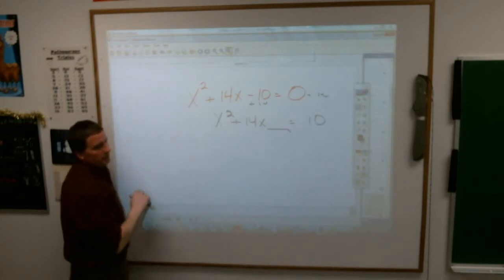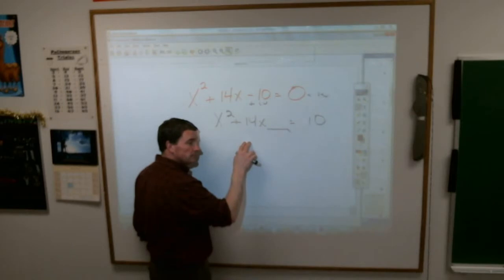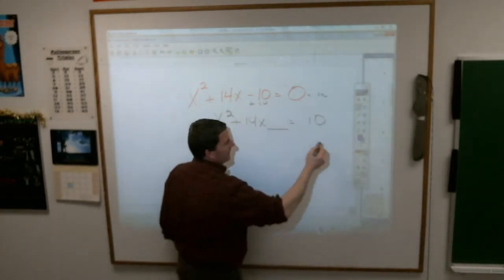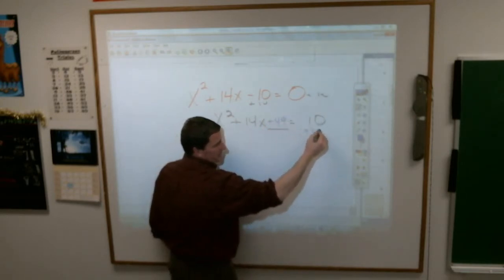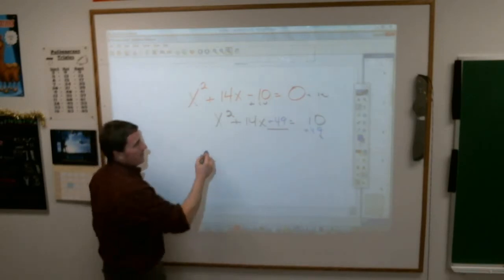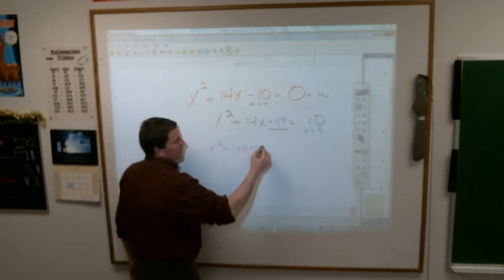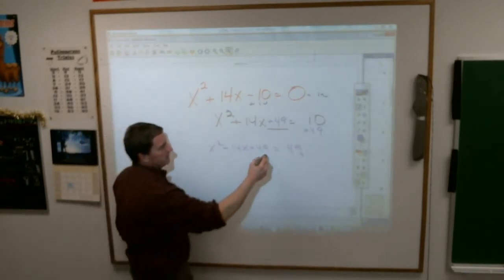How do I know what that number is? I take half of the x term, which is 7, and square it, which is 49. So now, in order to keep my equation balanced, I need to add that to both sides, so it stays the same, like a scale. So now I'm left with x squared plus 14x plus 49 equals 59, sorry.